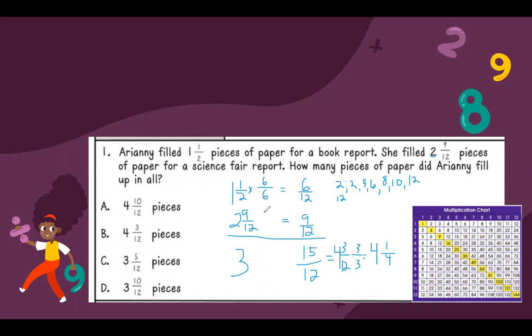Okay, and let's see what they have over here. 4 and 3/12. They didn't simplify it. Naughty, naughty. Okay, but it is the answer that's right there. Okay, they should have simplified it. They didn't. That's okay. All right.